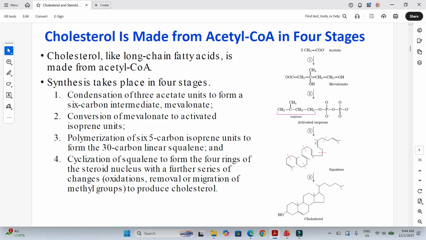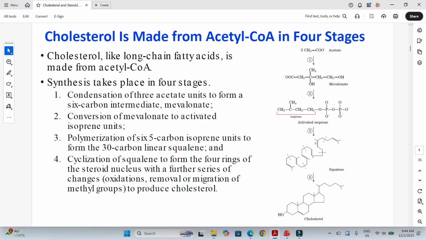Okay. Now, the third step involves the polymerization of 6 5-carbon isoprene units to form the 30-carbon linear squalene molecule. Now, 6 times 5, that's 30, right?